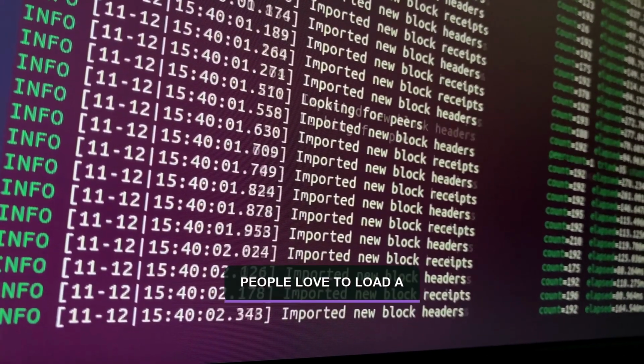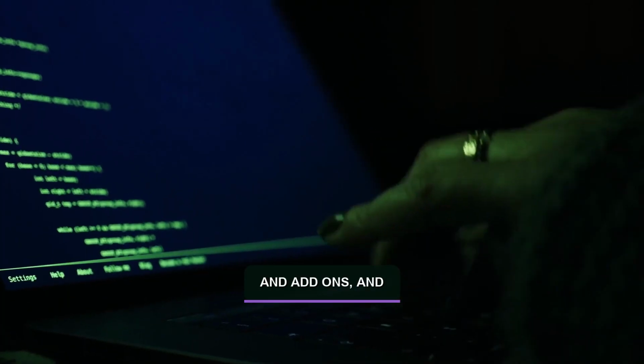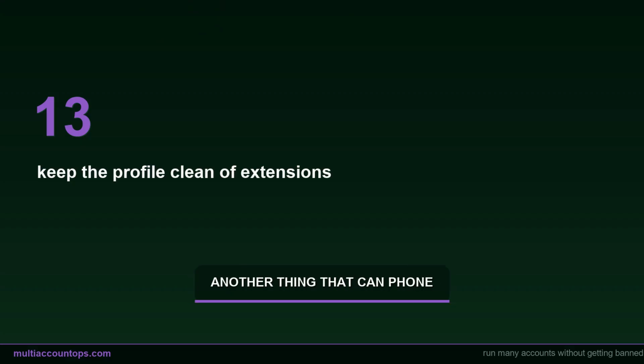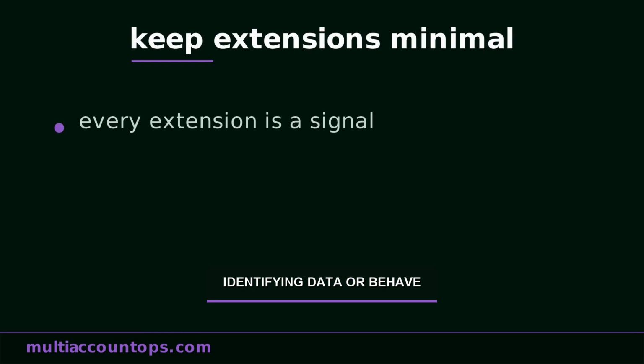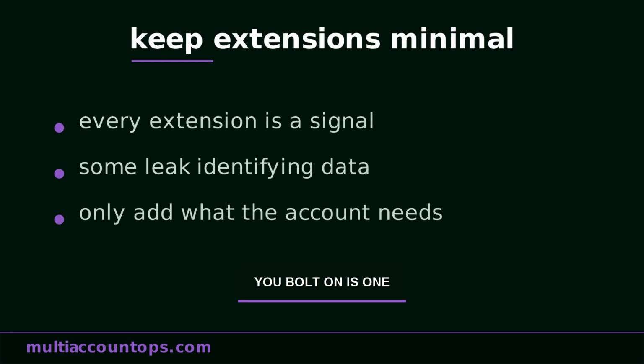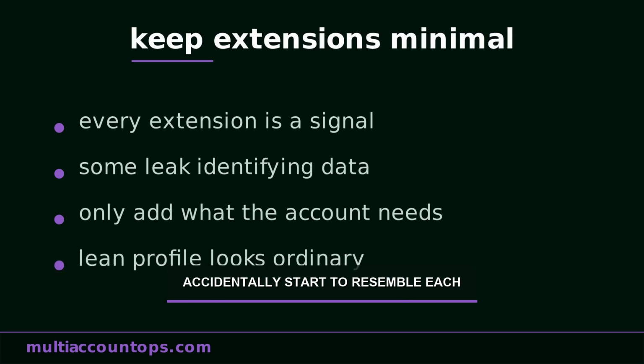The extensions problem. People love to load a fresh profile with extensions and add-ons, and every one of them is another detectable signal and another thing that can phone home. A profile carrying a wall of unusual extensions looks nothing like an ordinary user's browser, and some extensions actively leak identifying data or behave in ways that link profiles together. Keep each profile lean. Add only what the account genuinely needs, and understand that every extra tool you bolt on is one more trait a platform can read and one more way two of your profiles might accidentally start to resemble each other.